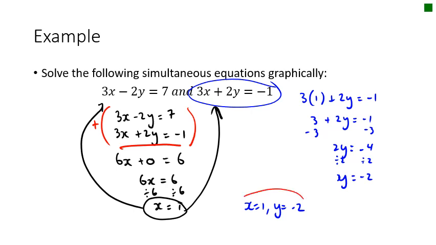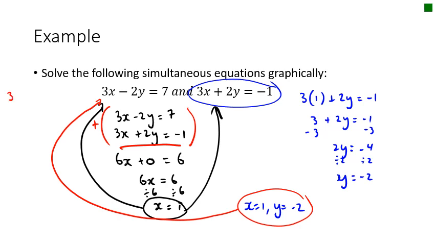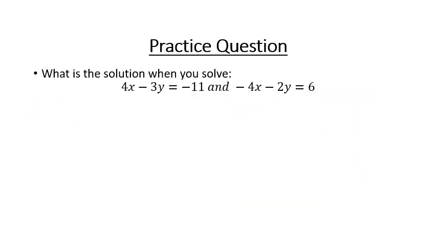I can check this by substituting back into this equation. And I would end up with 3 lots of 1, take 2 lots of minus 2, must equal 7. 3 lots of 1 is 3, minus 2 lots of minus 2 is plus 4, and 3 plus 4 does equal 7. So therefore I'm correct. Okay, so here's a practice question that I would like you to have a go at. Once you think you've got the solution, continue the video and we will see how you went.